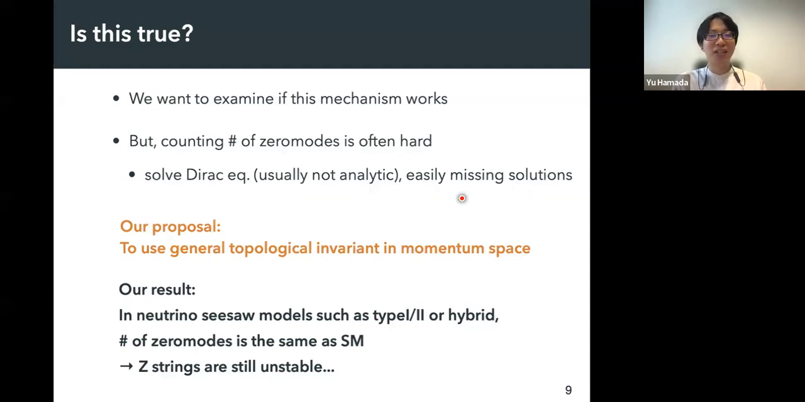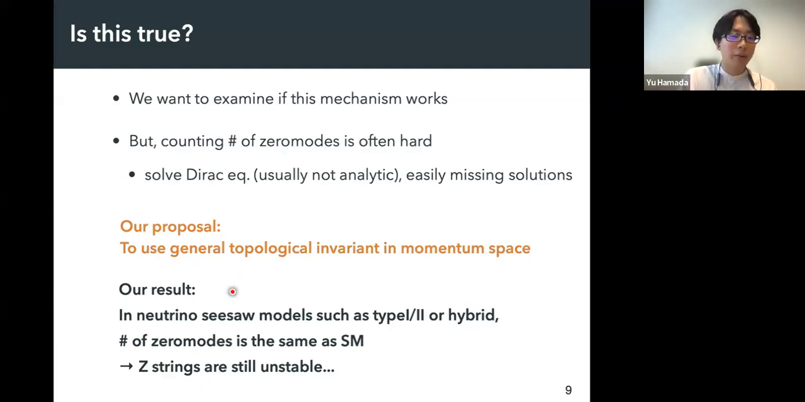So counting the zero modes in a correct way is pretty hard in many cases. Then our proposal is the following. Let's adopt a different way. Let's use the general topological invariant in the momentum space, which counts the number of the zero modes without solving the Dirac equation. And actually, such a topological invariant is often used in condensed matter physics. So we can import such a concept from condensed matter physics. Then let's apply that concept to this model.